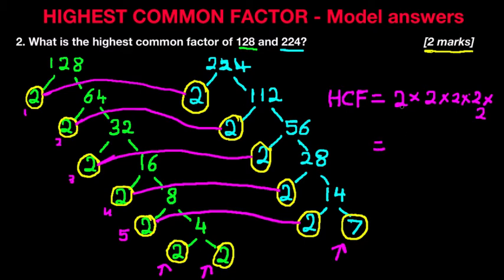So let's work this out. 2 times 2 is 4. 4 times 2 is 8. 8 times 2 is 16. 16 times 2 is 32. So that is the highest common factor of 128 and 224. The answer is 32.